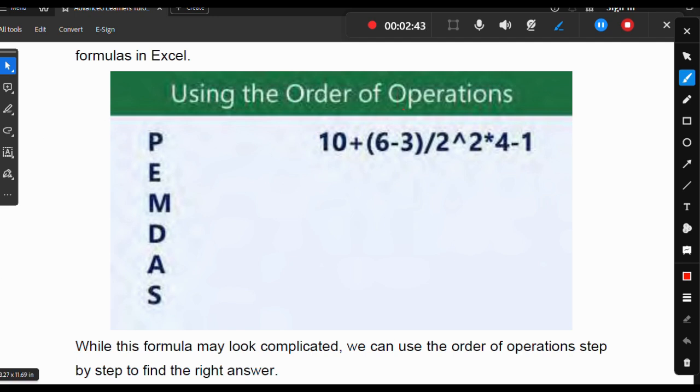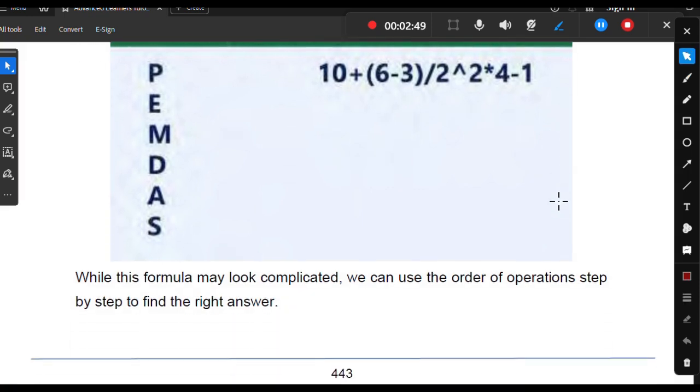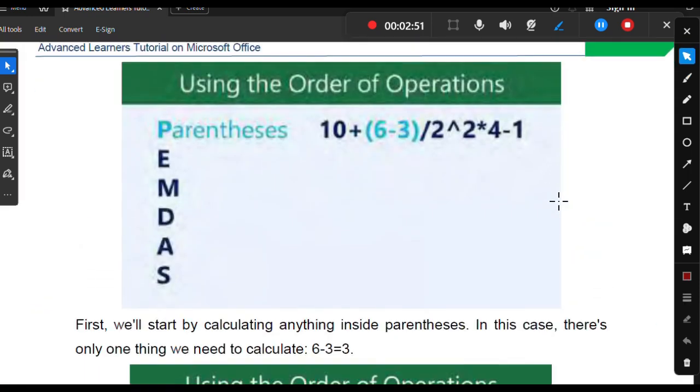Yes, E is exponential. I'm going to the next stage now. This is parenthesis. As you can see, look at the first one, parenthesis. Can you see it? Okay. You can see the one that it is working on. So it will first of all do that calculation.